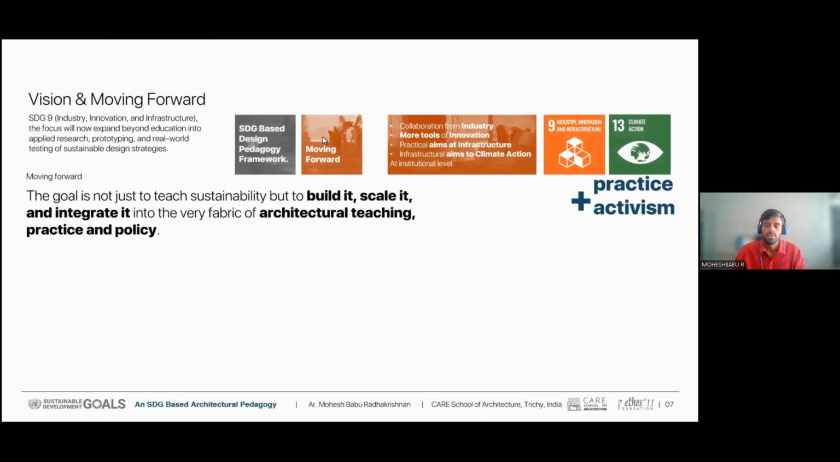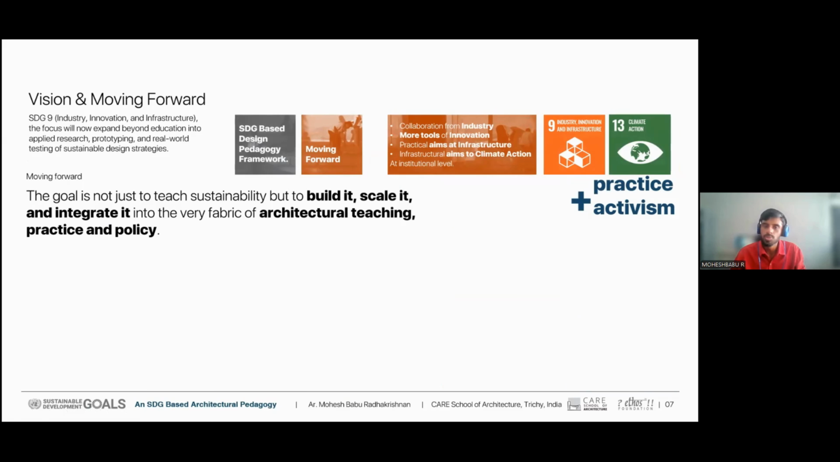Moving forward, this pedagogy is in dire need of integrating practice and activism. The goal is not just to teach sustainability, but to build it, scale it, and integrate it into the very fabric of architectural teaching, practice, and policy.